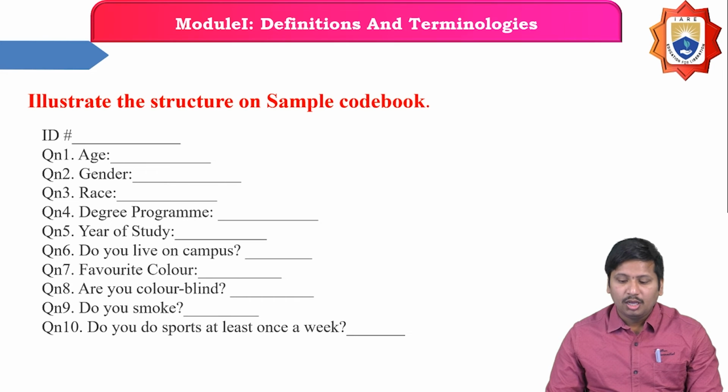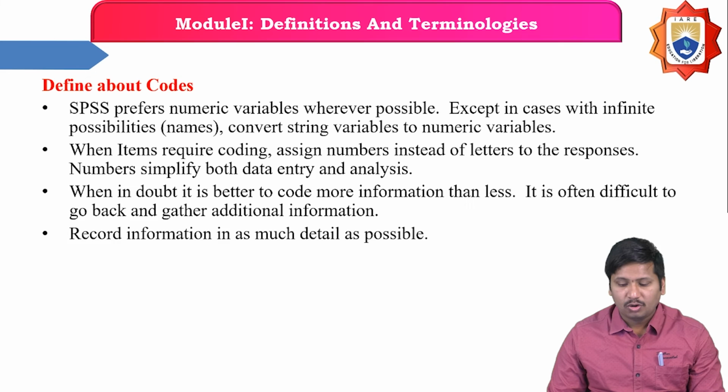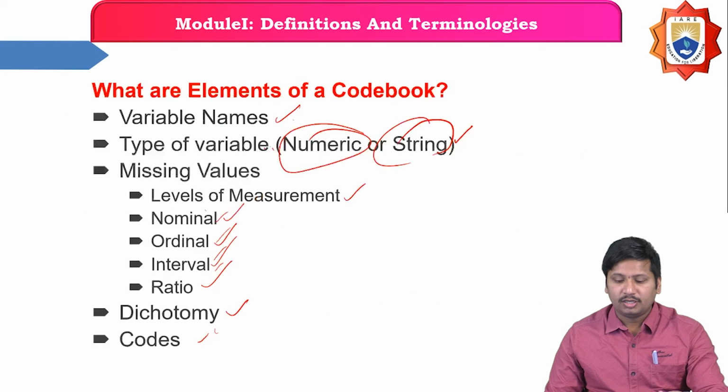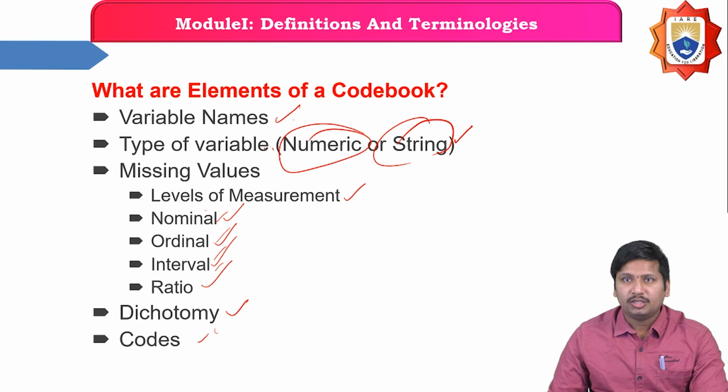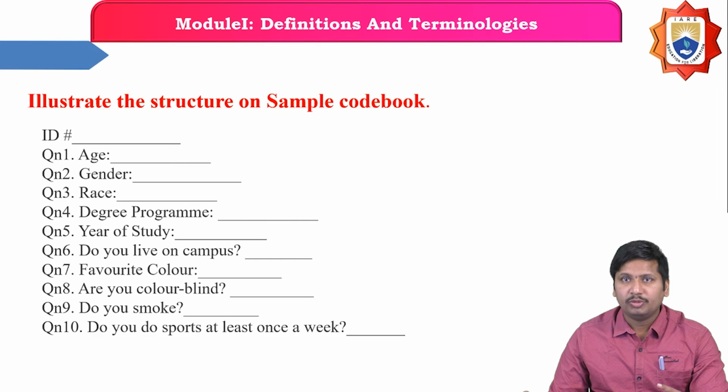And the next question is to illustrate the structure of a sample code book. So what does the code book look like, and what is the structure we follow? Previously I said some of the variables present in the code book are variable names, type, missing values, and levels of measurement, such as nominal, ordinal, interval, ratio, scale, and dichotomy, and some other elements. So this is the structure we have to maintain.